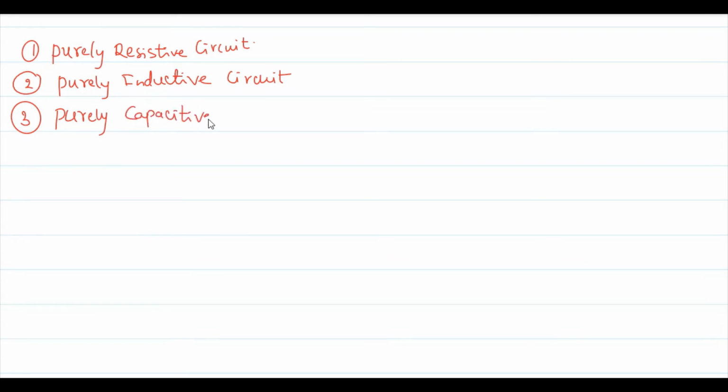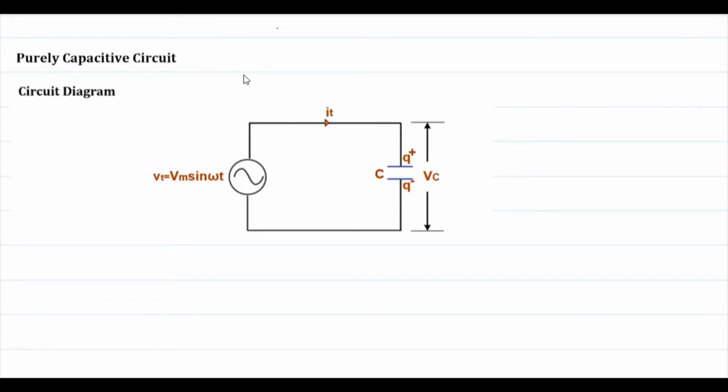Okay. So the purely capacitive circuit is given by this circuit diagram. Here we have the AC input source, that is Vt equal to Vm sin omega t, where Vt is the instantaneous voltage and Vm is the maximum peak voltage, and this is the AC supply.